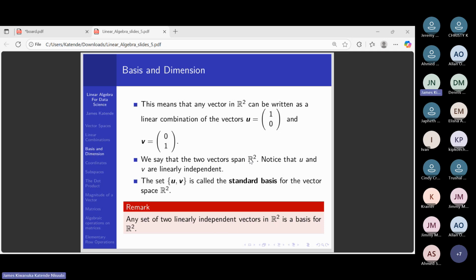Now, you may observe that U and V are also linearly independent. We shall make some formal definitions later. So this set {U, V} is called the standard basis for R2. We shall also get a formal definition of a basis, but for now we're just picking some concrete examples as we go along. So these two vectors, (1, 0) and (0, 1), are called the standard basis for the space R2.